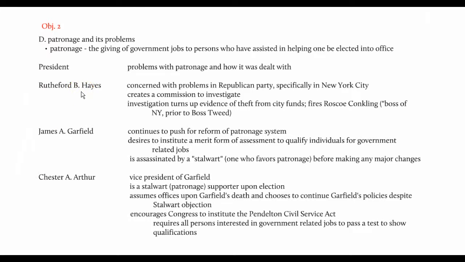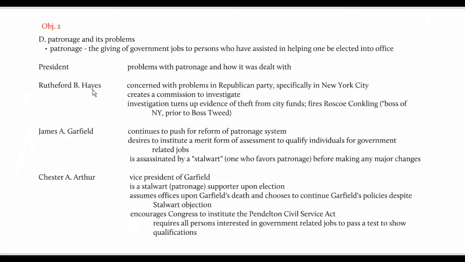Hayes attempts, but he can't make anybody happy. Garfield tries, but he dies too soon. And Arthur is somewhat successful. When Hayes is elected, remember, he's the one who gets elected in 1877 through the compromise, that behind the closed door deal between Republicans and Democrats. Hayes is elected, and Republicans pull the military out of the South, basically ending Reconstruction.